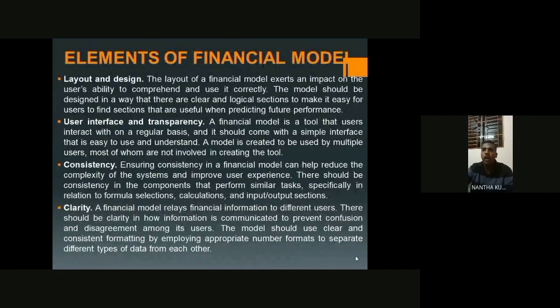Okay, now I would like to explain about elements of financial model. First one is layout and design. The layout of a financial model exerts an impact on the user's ability to comprehend and use it correctly. The model should be designed in a way that there are clear and logical sections to make it easy for users to find sections that are useful when predicting future performance.